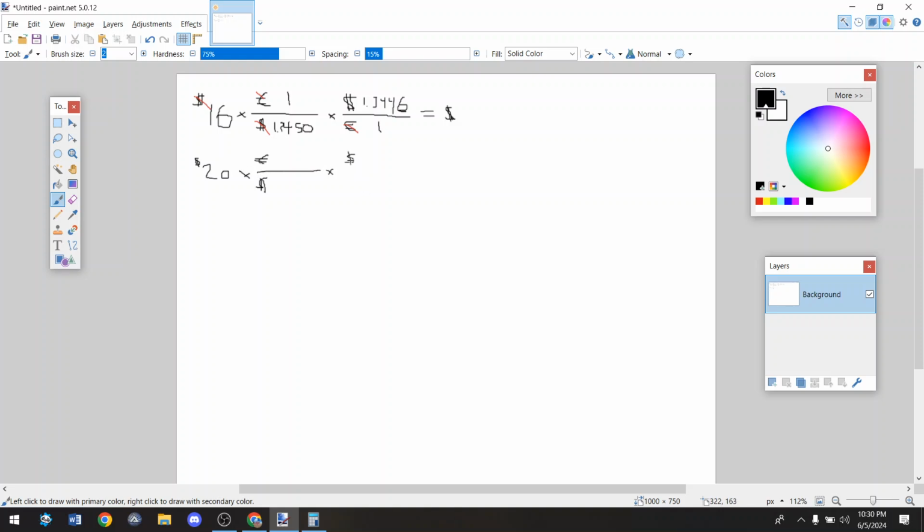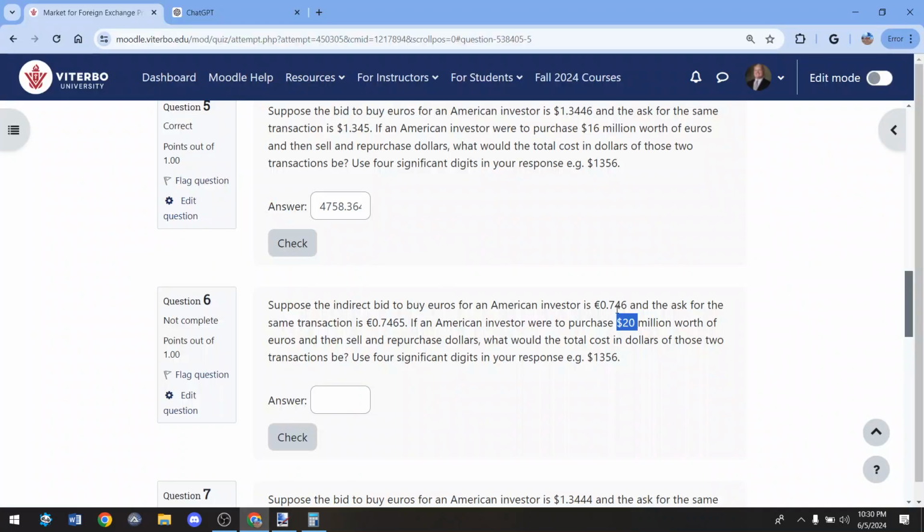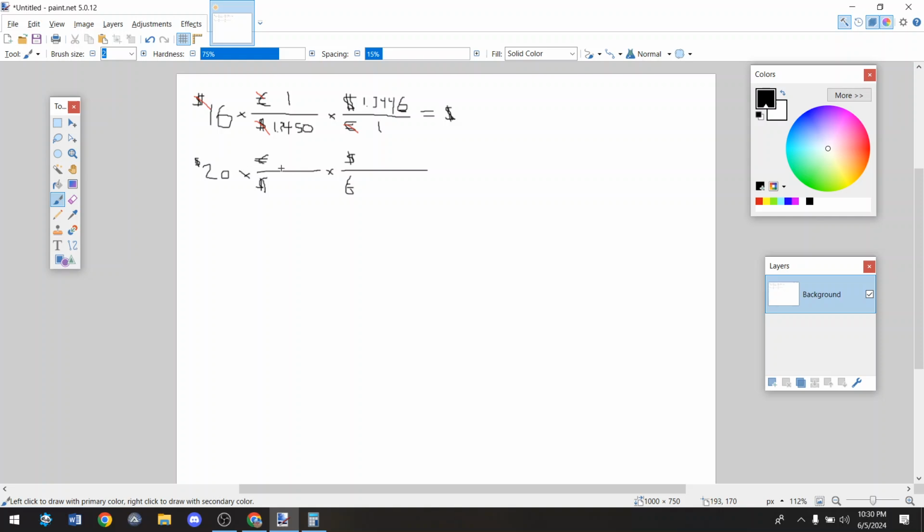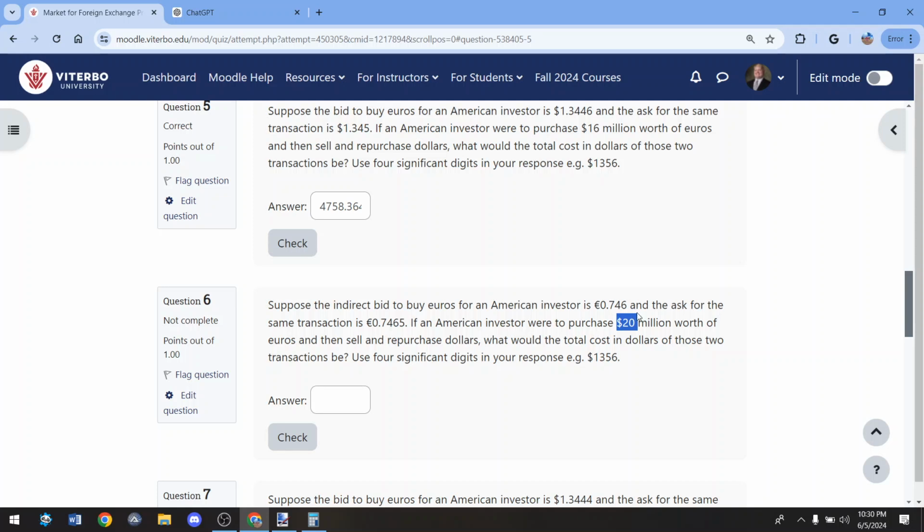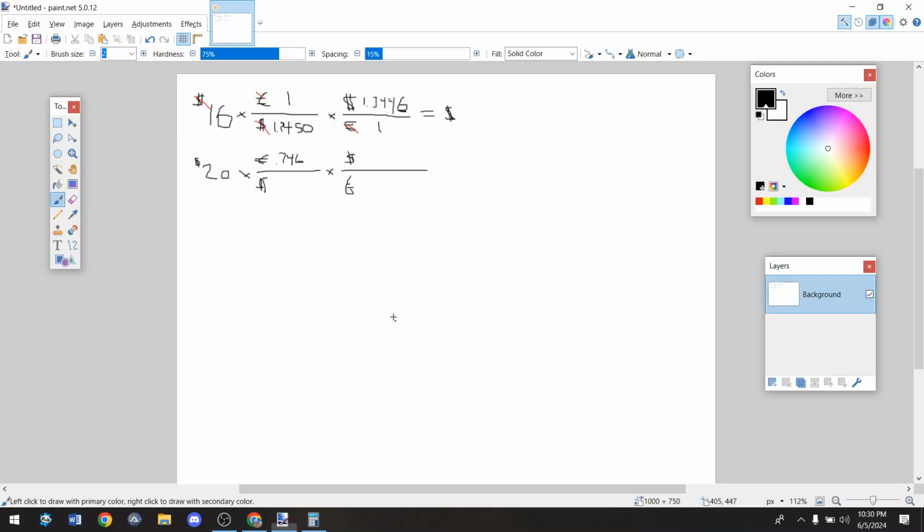Dollars on the top, euros on the bottom, line. But now our quotes are different. Right now we have indirect quotes. So we have 746 euros per dollar. So, right, 7, 4, 6. And we have to be careful. Do we want to do 746 or 746.50?